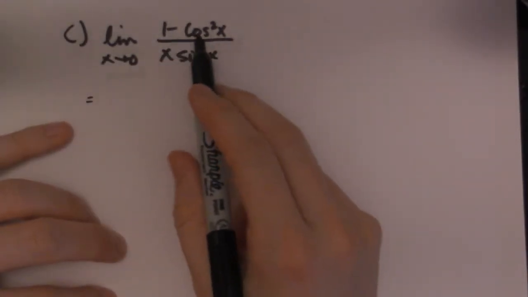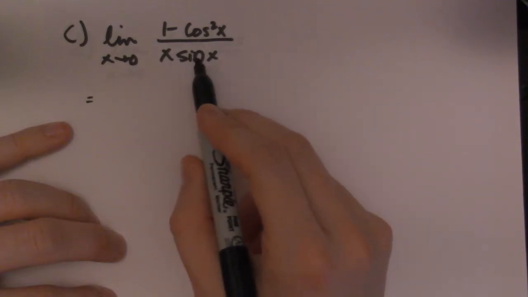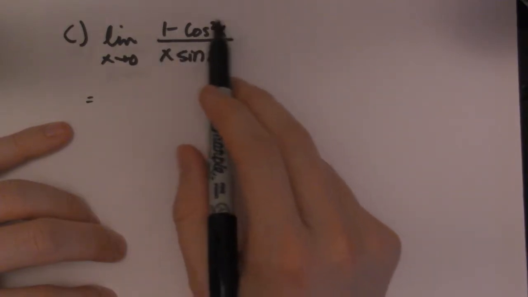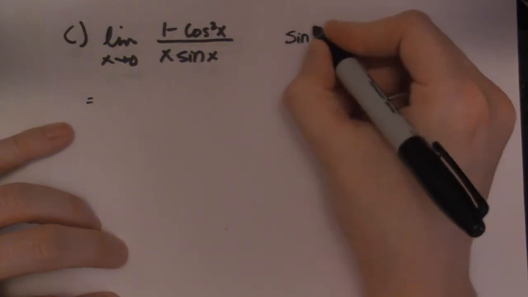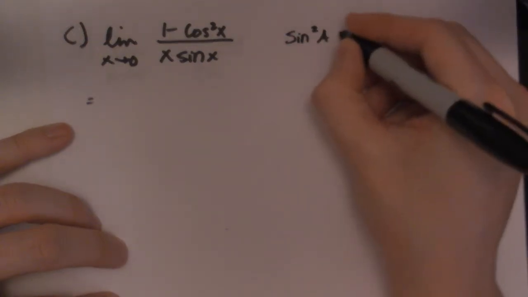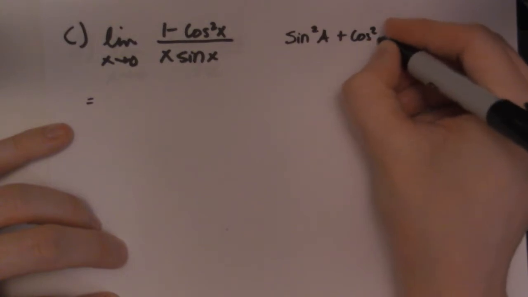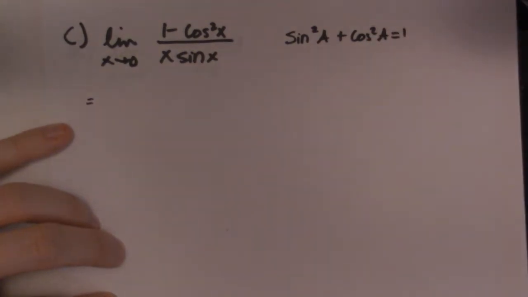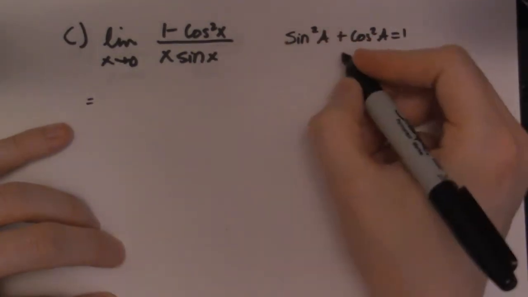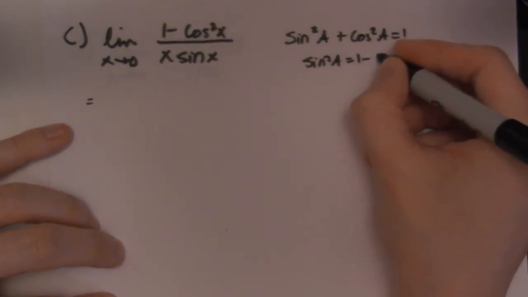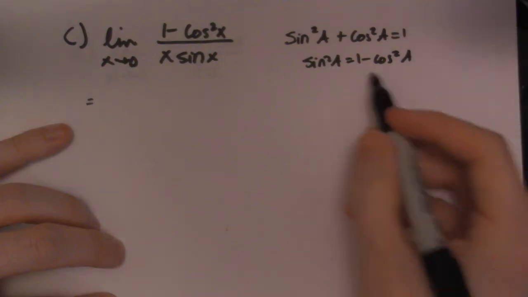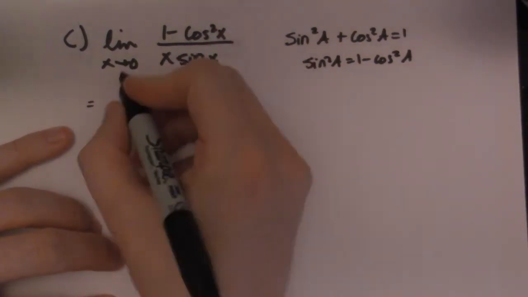So we have 1 minus cos squared on top divided by x sine of x. So what I have here is one of my trigonometric identities. It's a Pythagorean identity. So sine squared a plus cos squared a is equal to 1. The rearrangement of this for this particular function is sine squared a is equal to 1 minus cos squared a. So that a can be anything. Could be theta, could be x in our case.